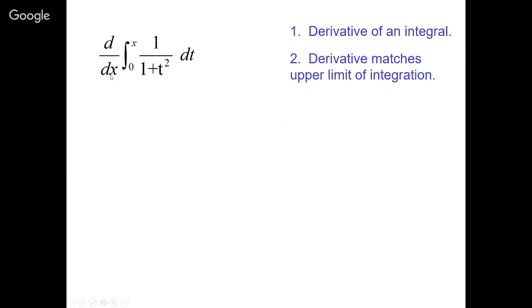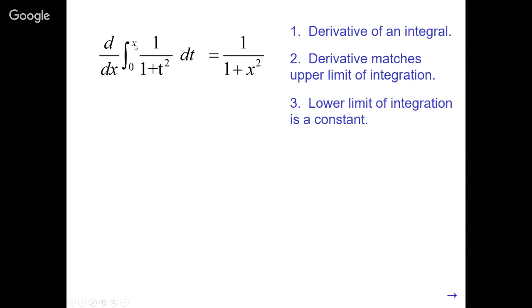Because it's a derivative of an integral. Does the upper limit of integration match the derivative with respect to x? The answer is yes. All right, and then the lower limit of integration is a constant. It is indeed, it's 0. And so we can say then the derivative of an integral is equal to the function you're finding the area under, evaluated where you stop. So you just take the x and you plug it in.